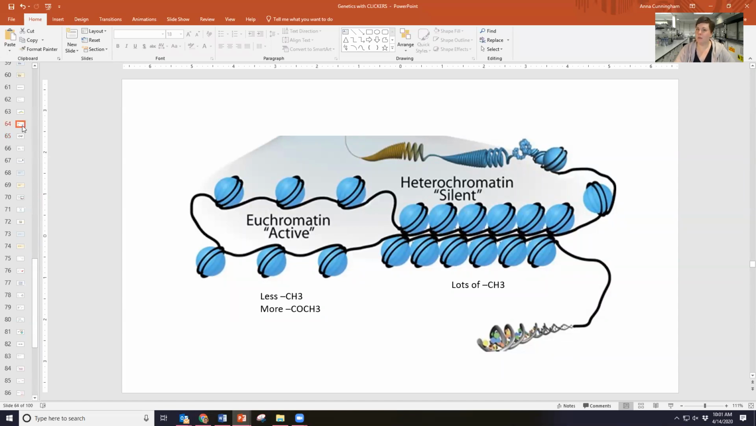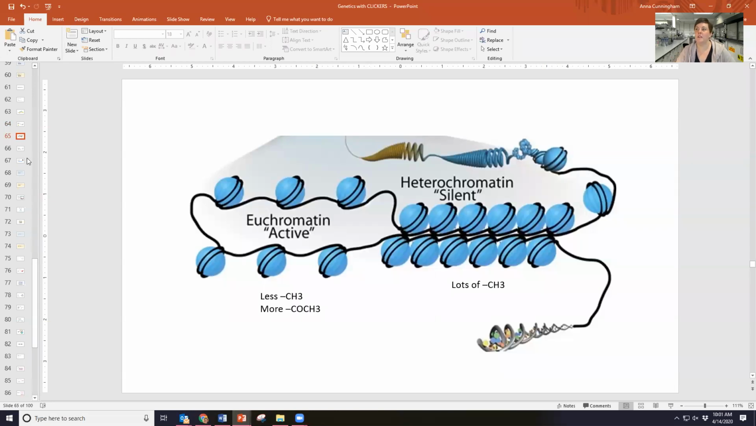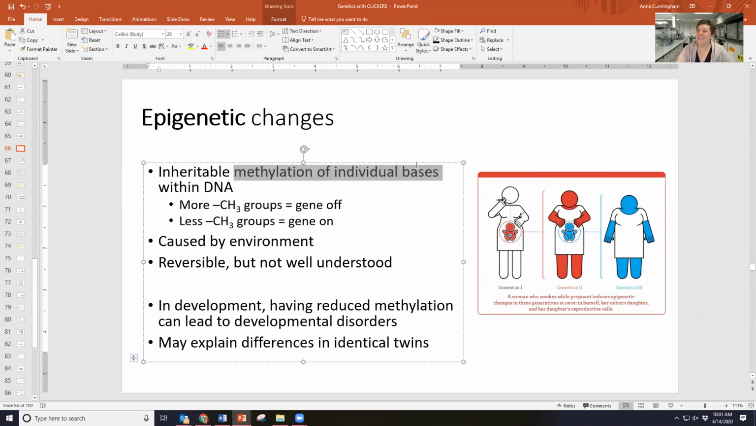And again, I really want to highlight that when we're talking about condensation of the DNA, euchromatin or heterochromatin, we're talking about methylating the histones. All right, so how we're wrapping that DNA. I mention that because there is another thing that we can methylate. Here we are talking about methylation of individual bases, those nucleotide bases, right?